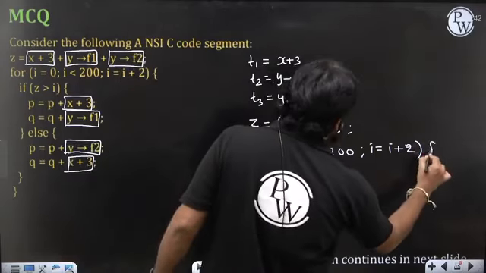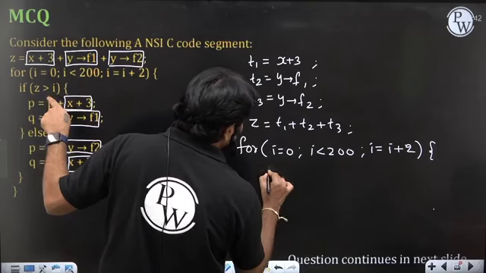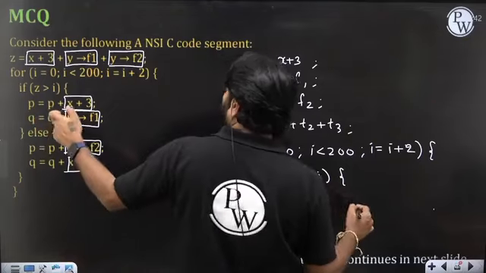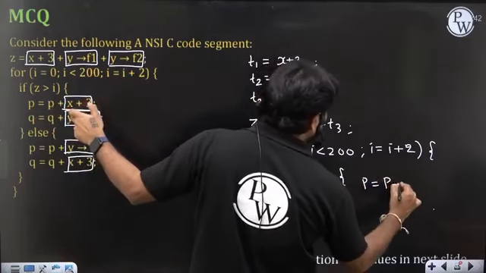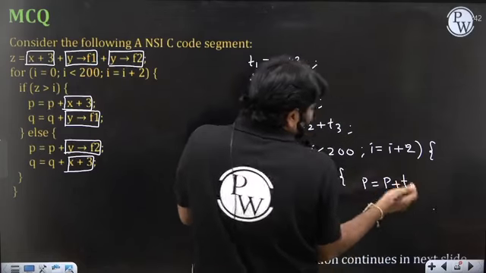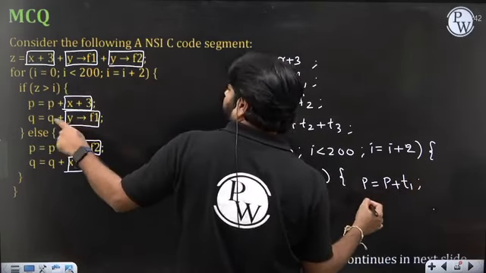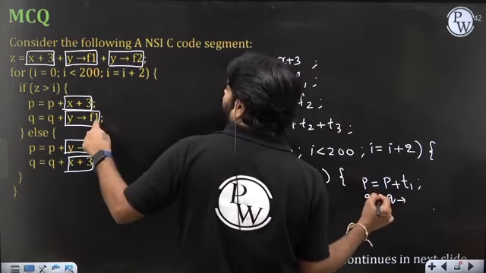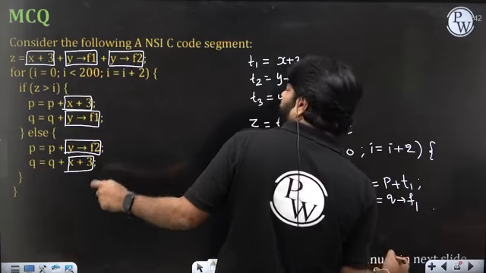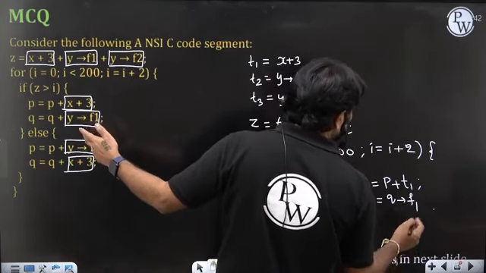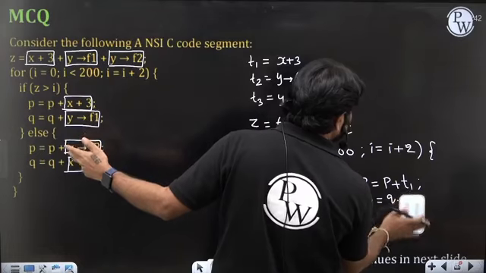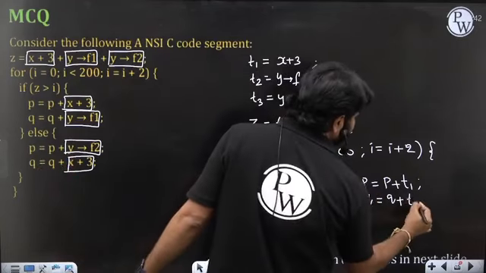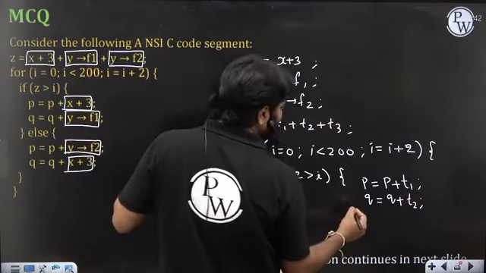Then what else do you have inside the code? The if statement: if z greater than i, you have code here. What is there? 2 statements. That is p is equal to p plus x plus 3, which is computed in t1, so you reuse t1, don't compute x plus 3 every time. Then q is equal to q plus y arrow f1, which is already computed in t2. That's it, the if is over.